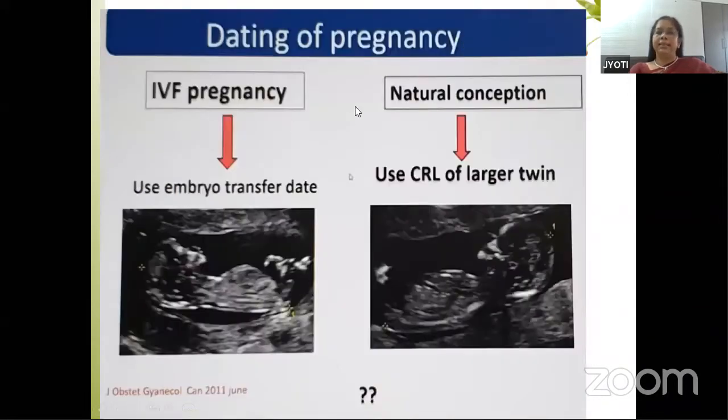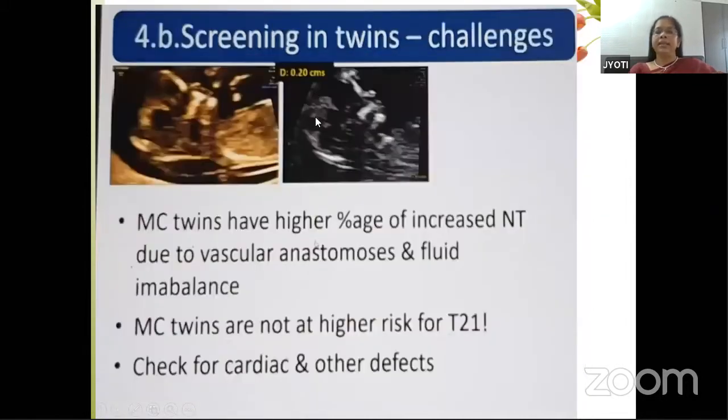Then dating pregnancy. If we are dealing with an IVF pregnancy, we use the embryo transfer date. But for natural conception, we should use the CRL of the larger twin. Now regarding screening, we find that monochorionic twins have a higher incidence of increased NT. Why does it happen? It is because of the vascular and fluid imbalance. They are not at high risk of trisomy 21. Any discrepancy, we should concentrate more on cardiac and other defects.